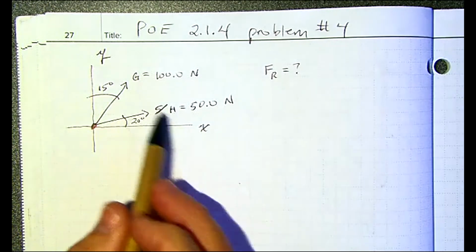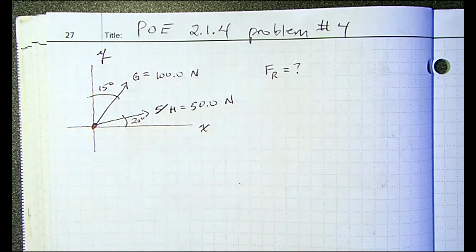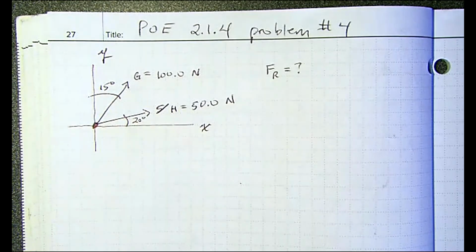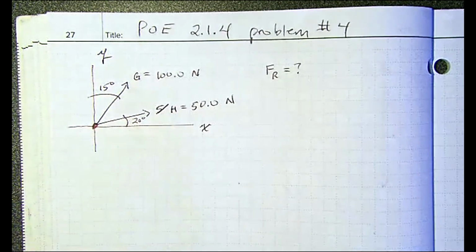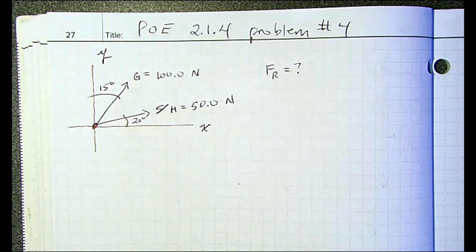Each of these forces, G and H, can be combined to give you a resultant force, like the net force or total force after you put them all together. But it's not that straightforward. You can't just take a 100 and a 50 and add them together to get the resultant force of 150. It doesn't work that way.